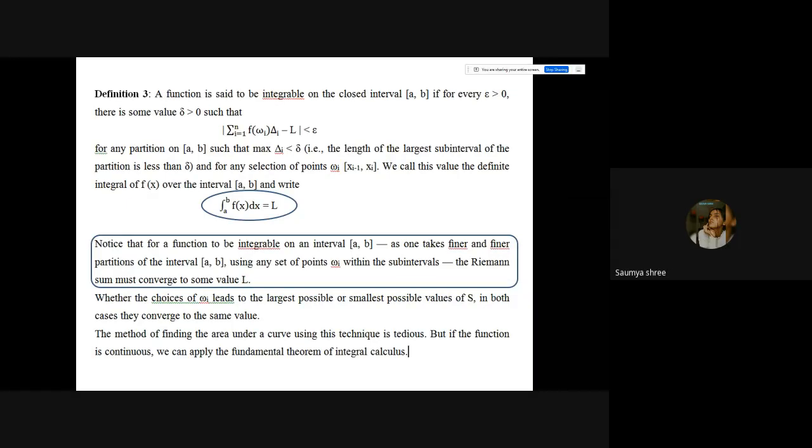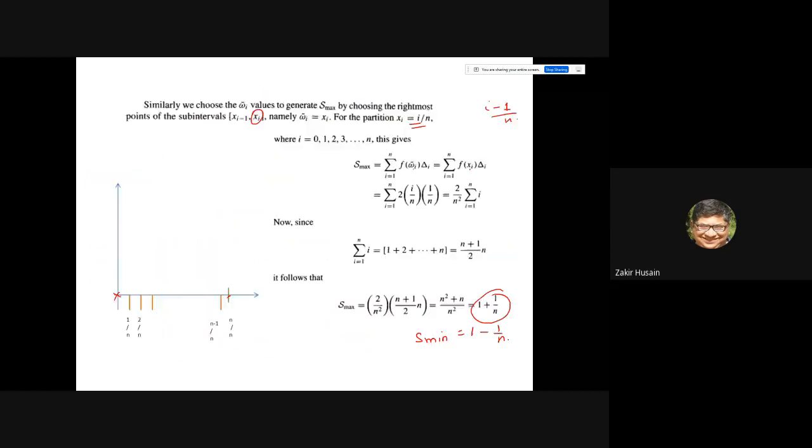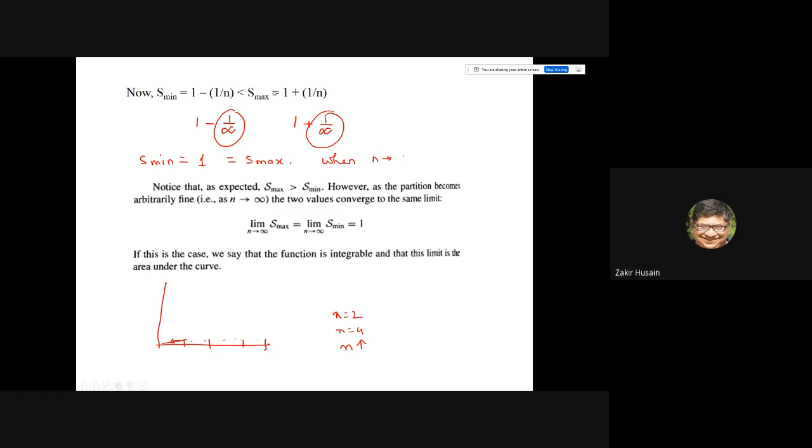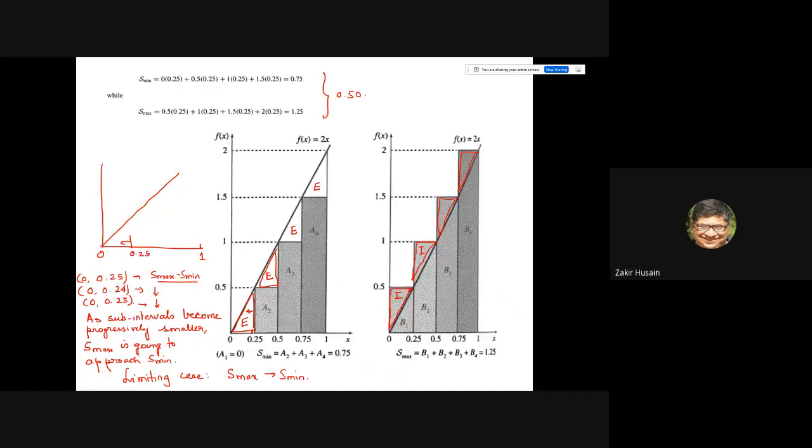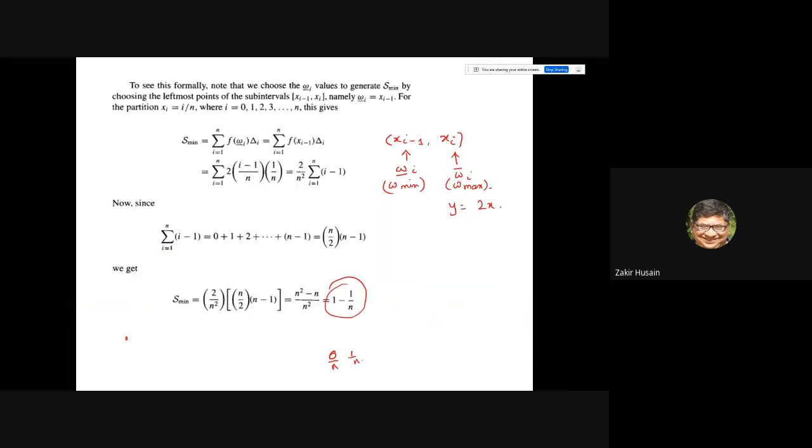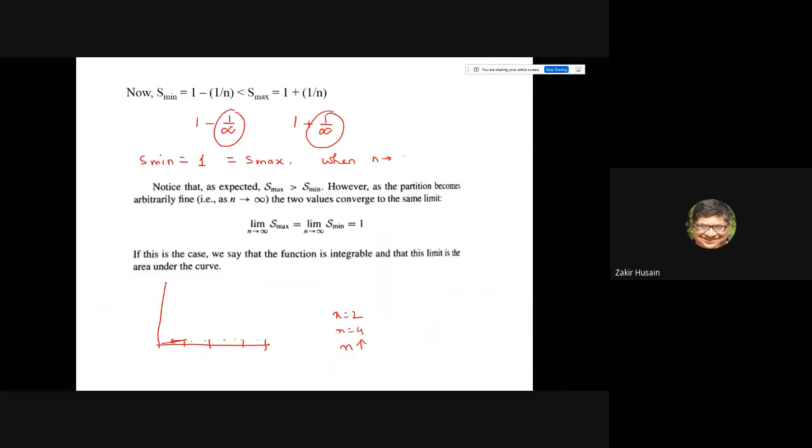It should be 1. See, what are we doing over here? What is the maximum value? 1 plus 1 by n. And here the minimum value is 1 minus 1 by n. Okay, so depending on the number of intervals and omega, the Riemann sum is going to vary between these two values. We already said this before. The Riemann sum is going to vary between 0.75 and 1.25. As we are gradually making the subintervals smaller and smaller, the limiting case will be this. The two will converge, and this is the value of L.